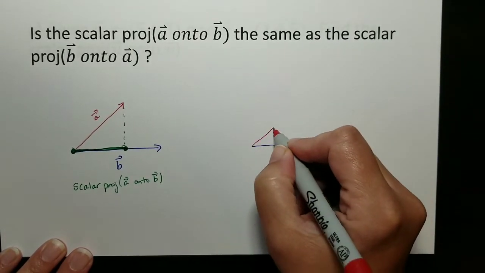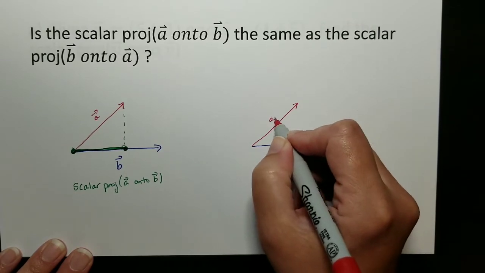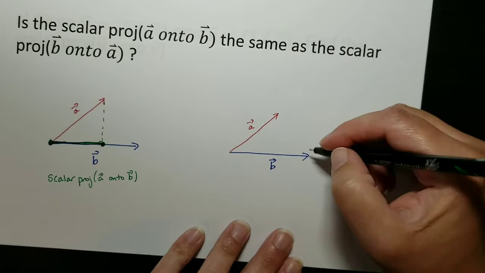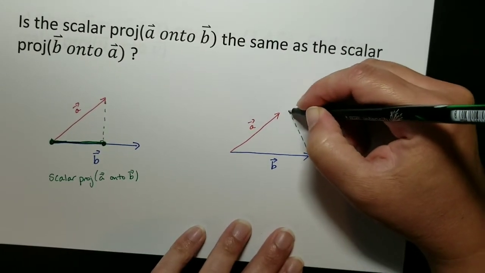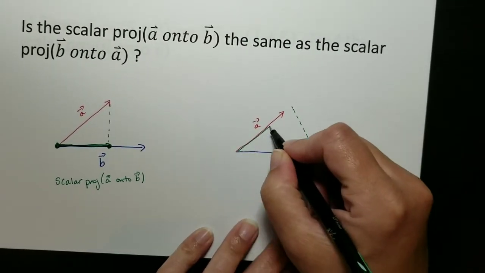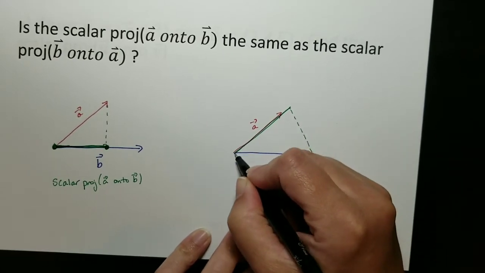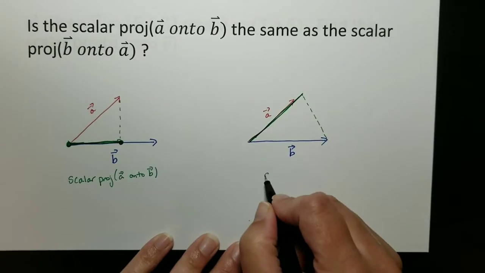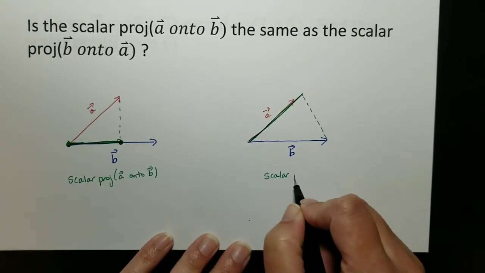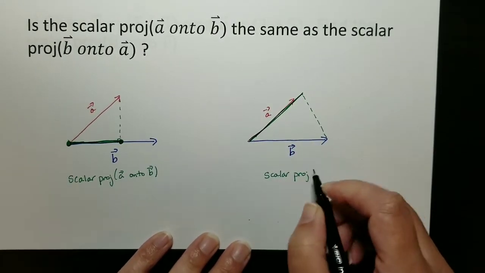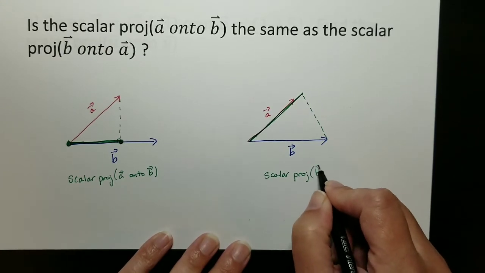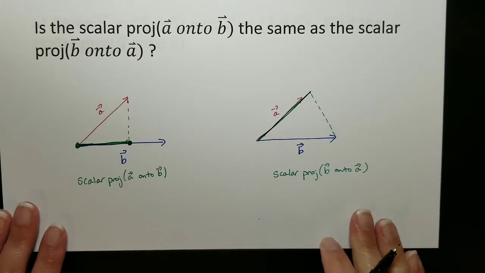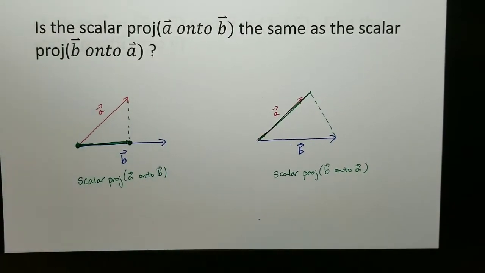And do the scalar projection of B onto A, what would happen there? Here, I would drop this down, and sometimes the scalar projection actually goes past. I think I've drawn the second A. So that green up there is the scalar projection of B onto A.